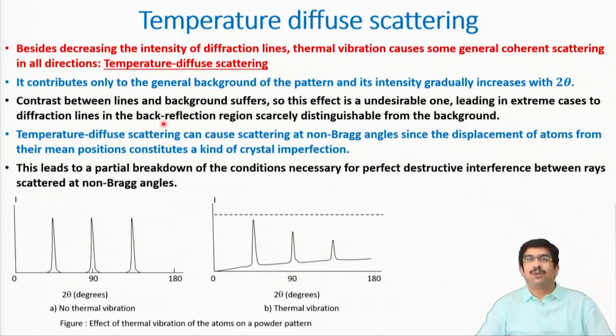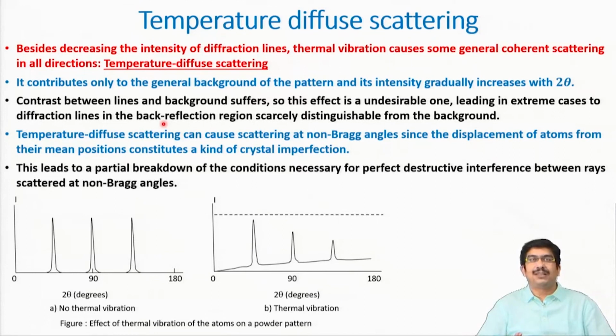Other than that, it produces some other coherent scattering effects in all possible directions, which basically increases the background for all possible 2 theta values. It has nothing to do with the satisfaction of the Bragg's condition. This background pattern also increases with 2 theta values. So, as such, the intensity of the peaks decreases with higher 2 theta values, plus this temperature diffuse scattering intensity also increases with the 2 theta values.